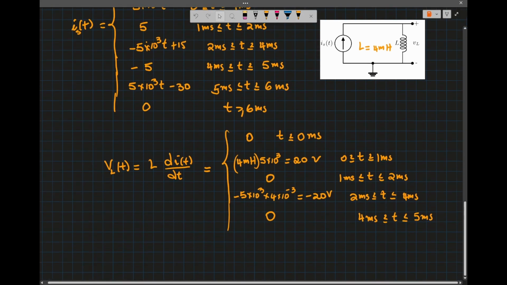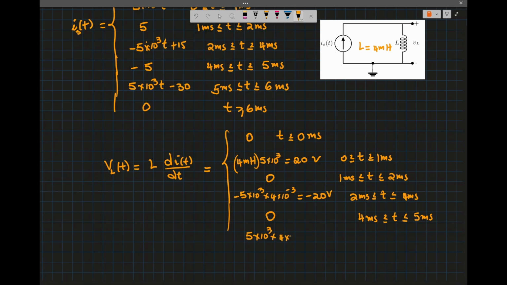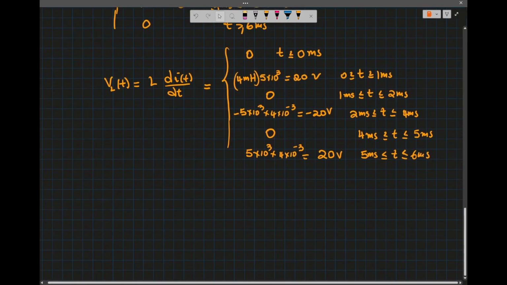And then we have 5 times 10 to the 3 times 4 times 10 to the negative 3. That's also 20. That is 20 volt when t is between 5 millisecond and 6 millisecond. Okay, so that's the voltage.